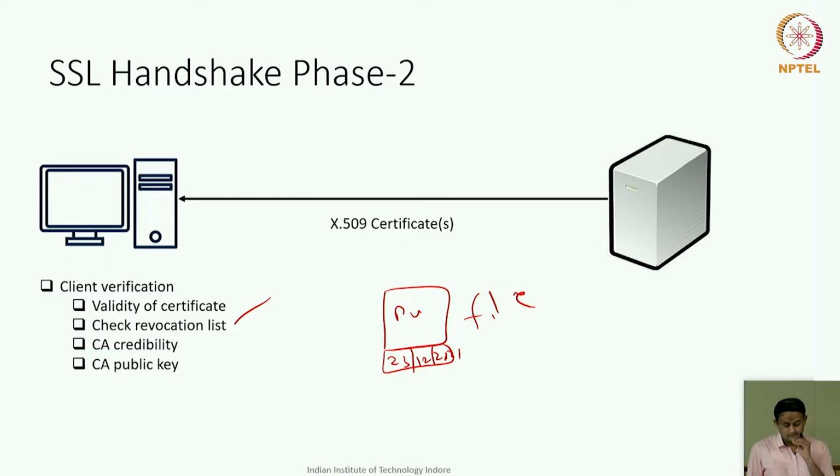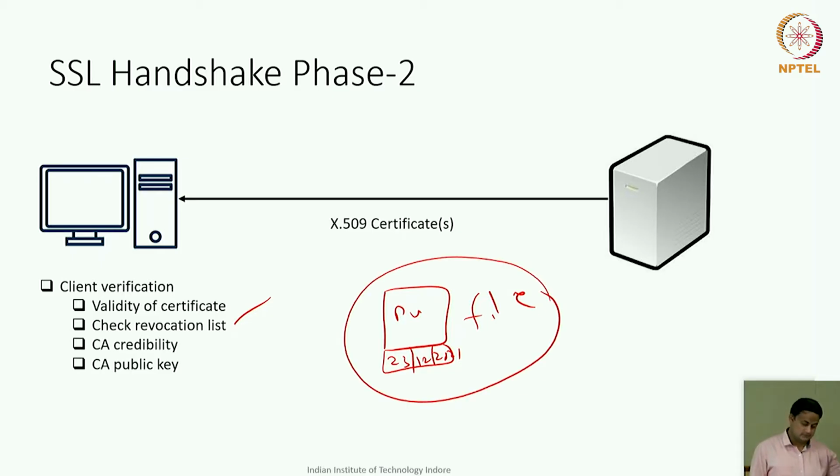What the client needs to check is this: for some reason, either because the server has changed its public key or something else has happened, this certificate, although it has validity till 23rd December 2021, has been invalidated.